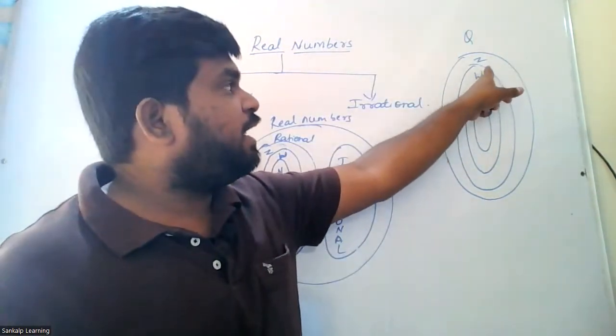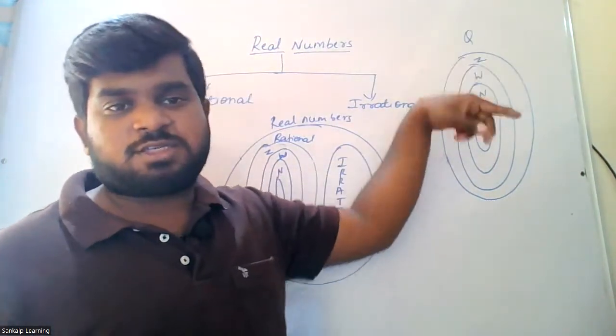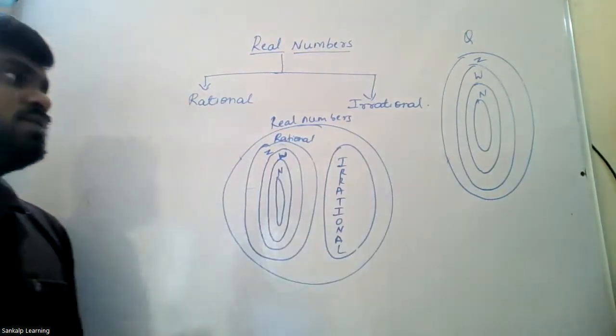Similarly, every integer is a rational number. You take any integer, it will be a rational. But the reverse is not true. Okay. You can remember such things.